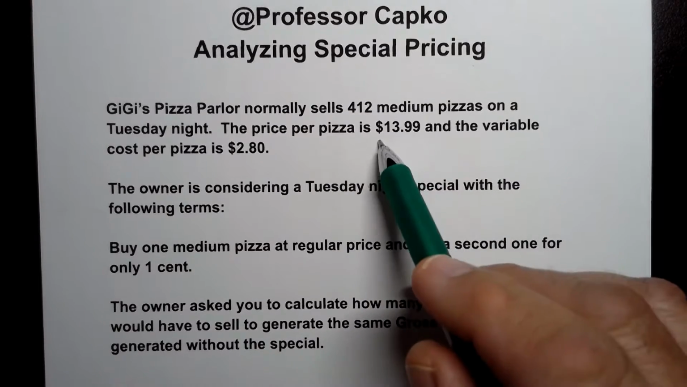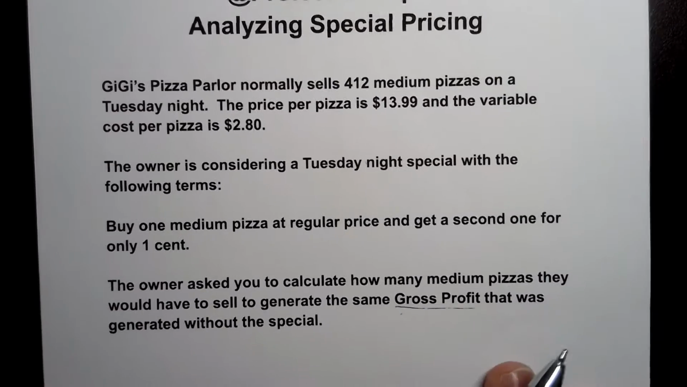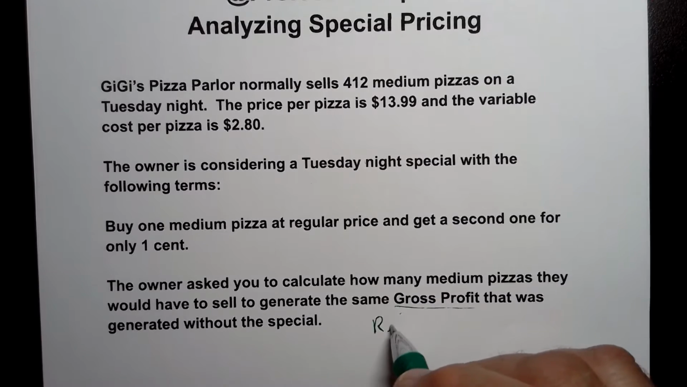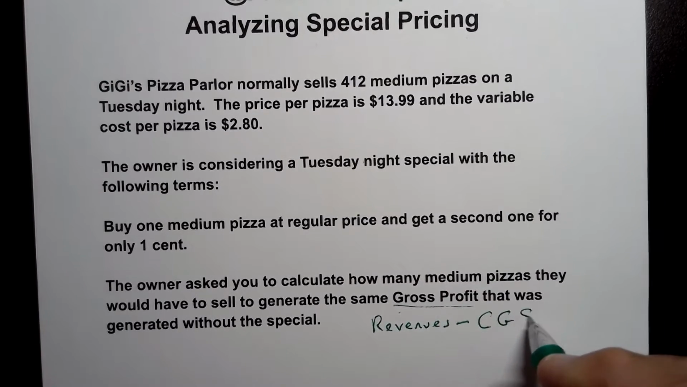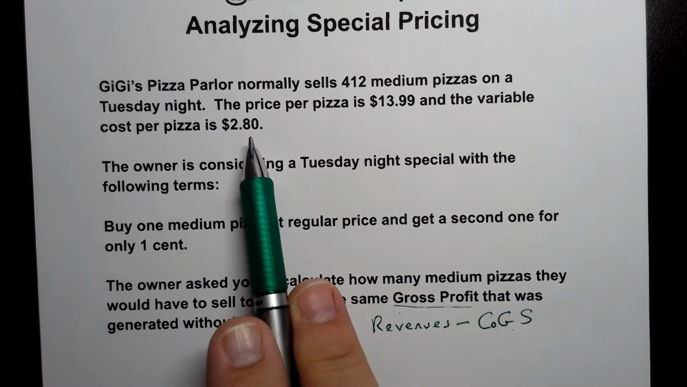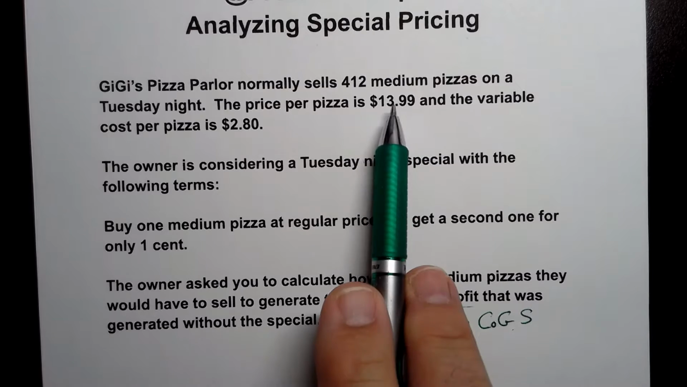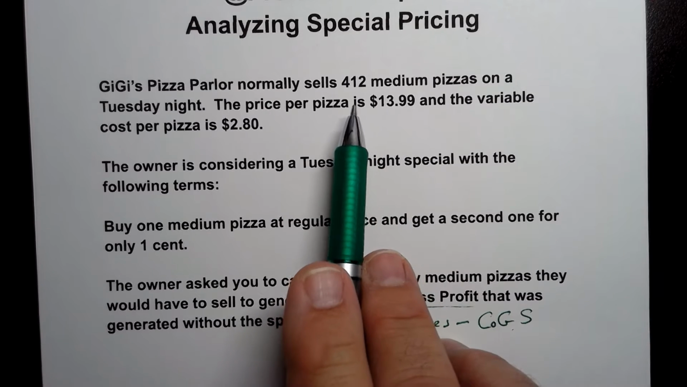Now, the revenue per pizza, as we said, is $13.99, and we're trying to figure out the impact on gross profit. If you recall, gross profit is revenues minus the cost of goods sold, or sometimes COGS. In this case, the cost of goods sold is $2.80 per pizza, and the revenues would be the price of the pizza times the number of pizzas sold. So that is a good starting spot: we need to figure out how much they're making in this example. So let's figure out how much per pizza they're making.